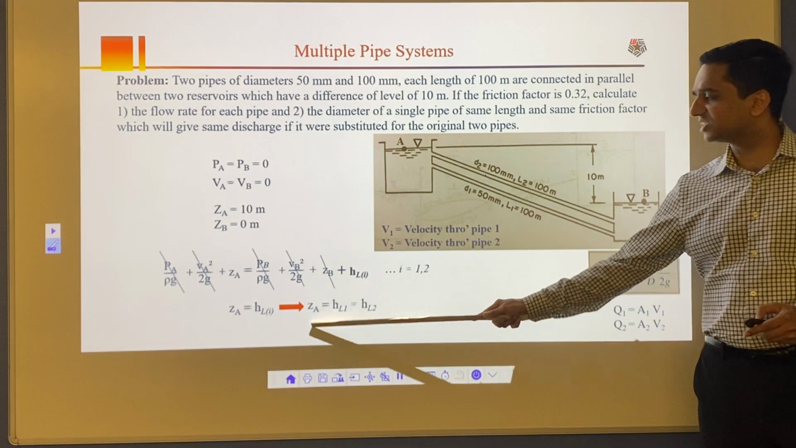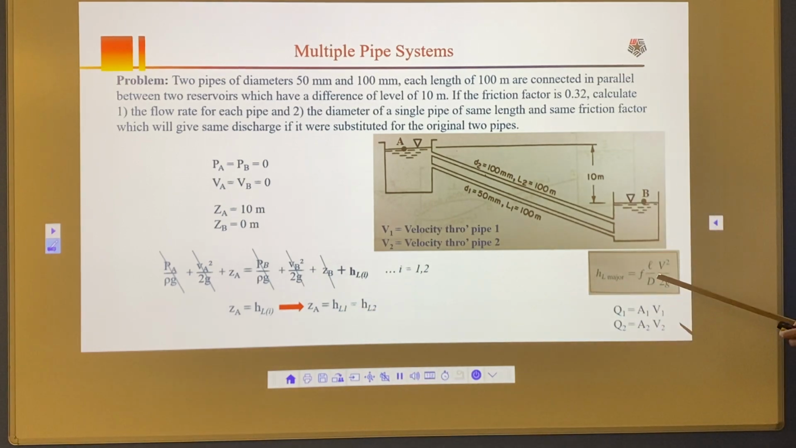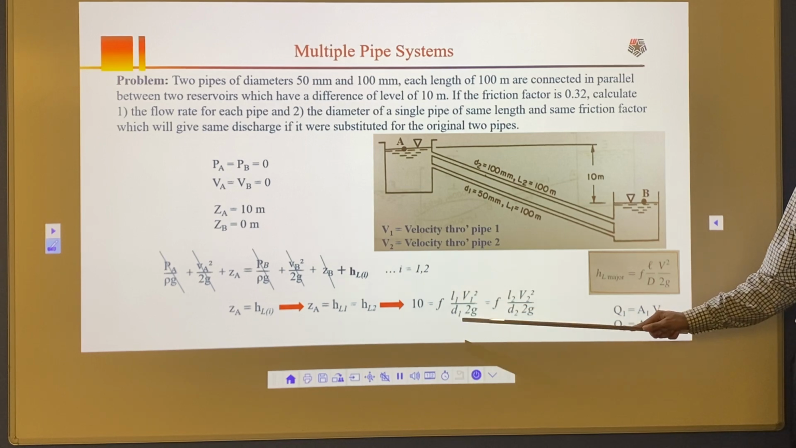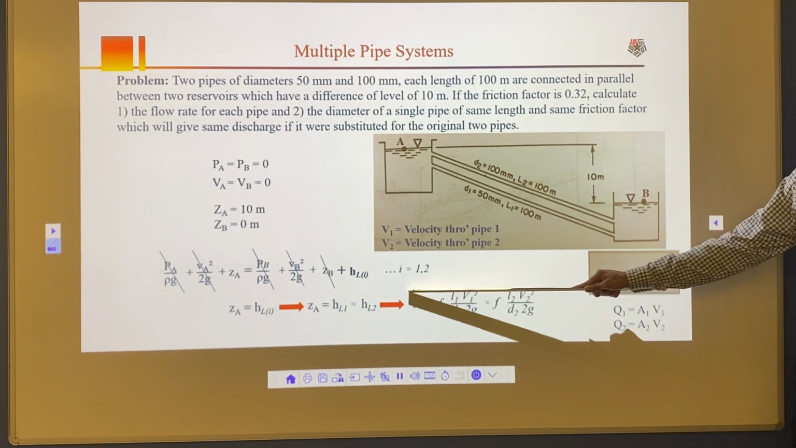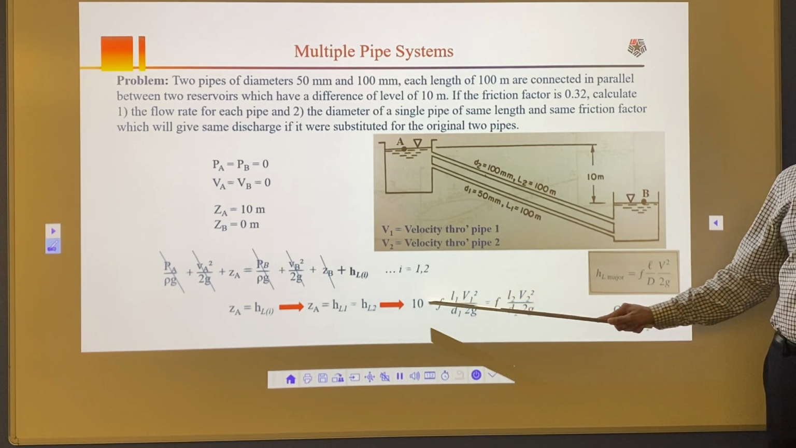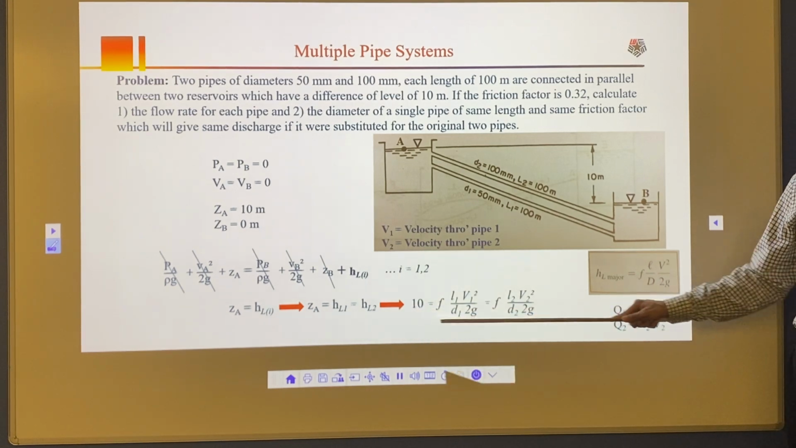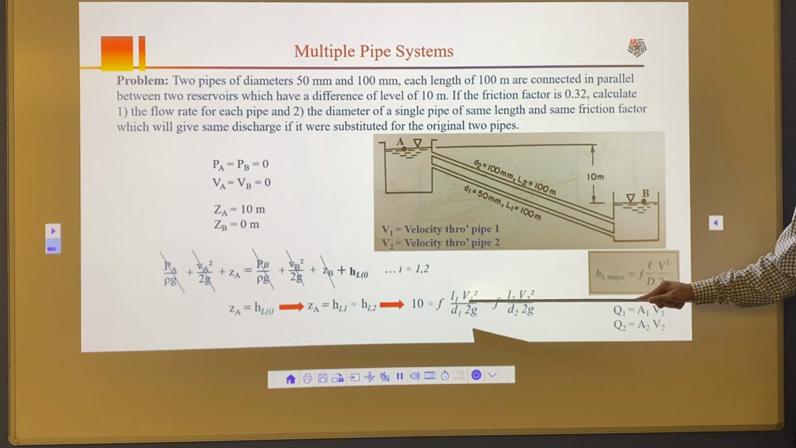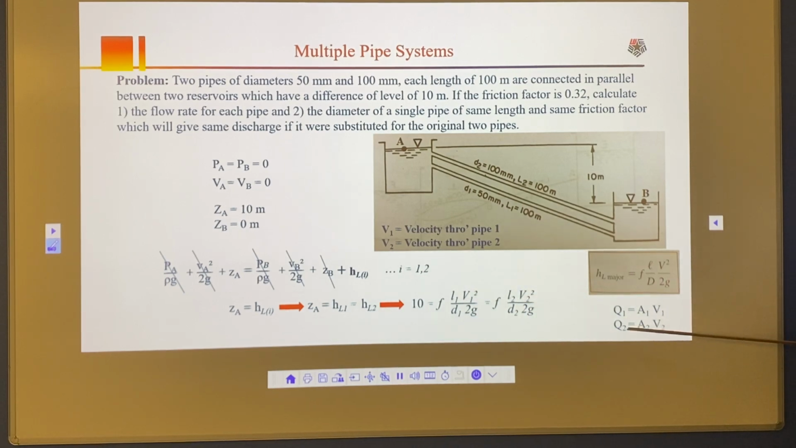So I'm going to run this equation. The head loss measure is nothing but this one, which is given. So I'm going to write down 10 is equal to FL1 V1 square and FL2 V2 square, and this. Collectively, if we solve this equation for this one, and then 10 for this one, you should be able to get your value for V1 and V2. Once you have V1 and V2, you can calculate Q1 and Q2.